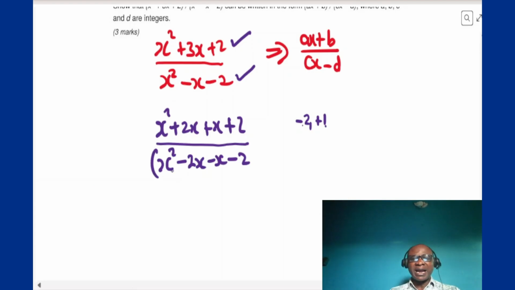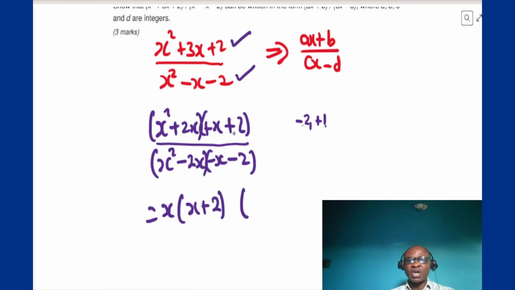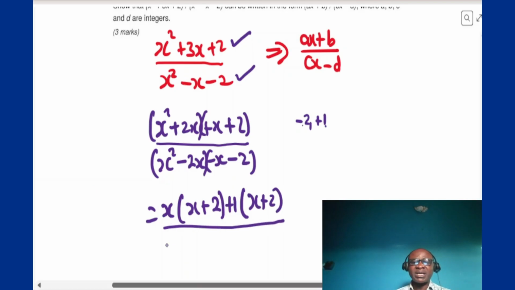So what I will do now, I put this into brackets and then come to the numerator and do the same thing. Therefore, at the numerator, I will look for what is common in the first bracket. That is x. Then inside the bracket will now become x plus 2. Then I go to the second bracket. What is common there is plus 1. Therefore, I have inside the bracket x plus 2. Then at the denominator, I will look for what is common in the first bracket. That will give me x. Inside the bracket, what will be left is x minus 2.